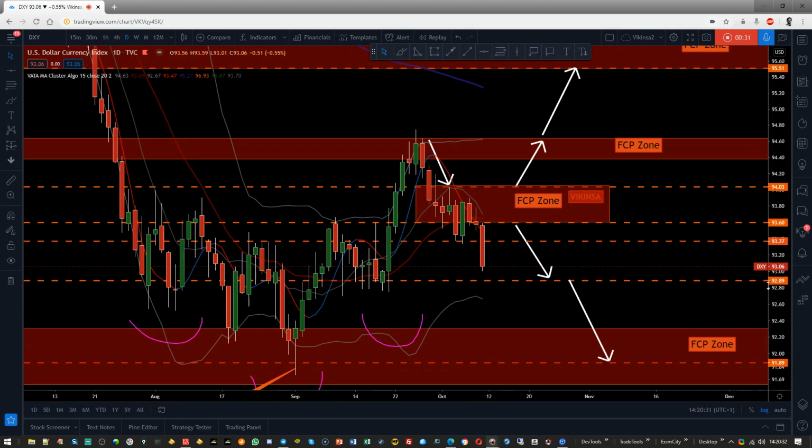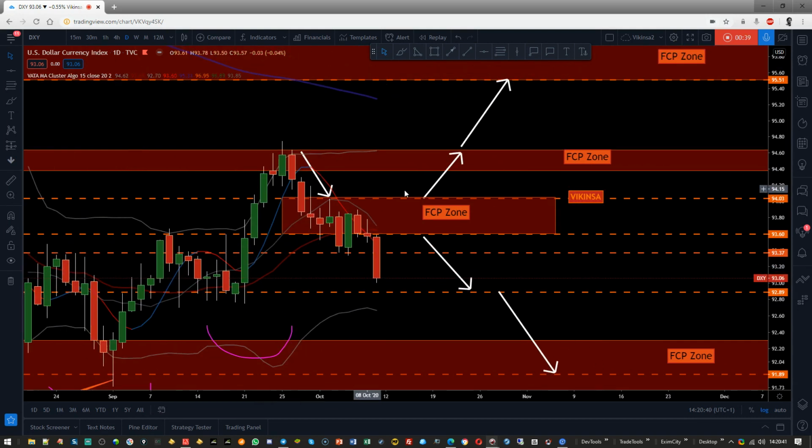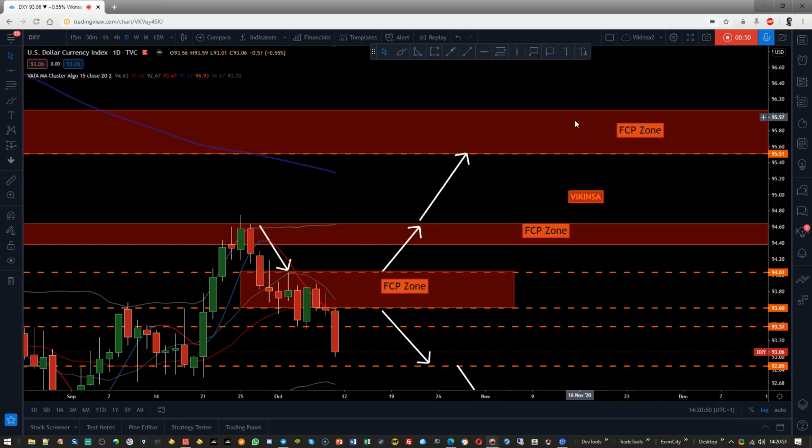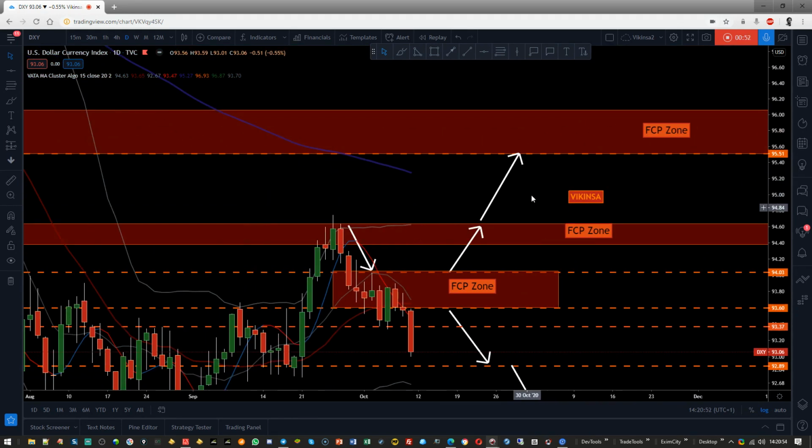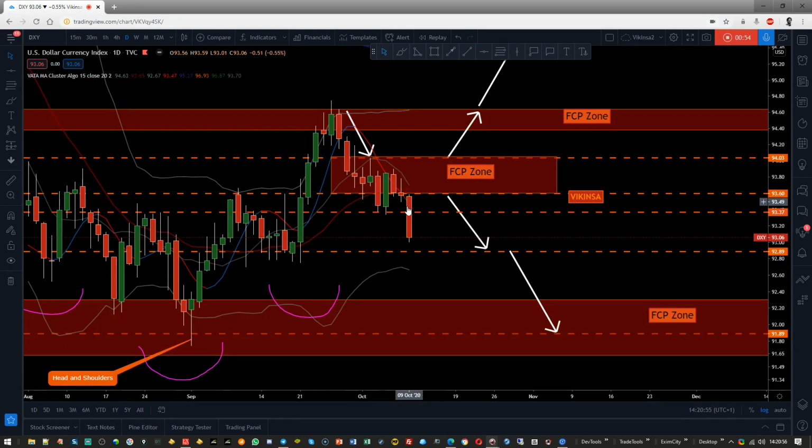In my previous analysis, I mentioned that we were looking at this FCP zone, and from here we were expecting the market to fall, and that's exactly how it happened. Then this FCP zone in the middle was a decision zone, because if the market had started moving upwards, then this zone was going to be the target point. But the market decided to go down.